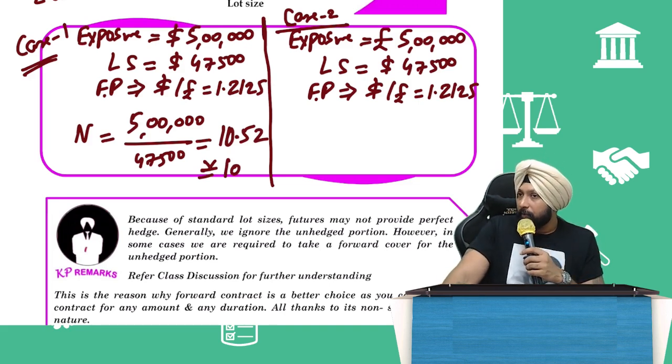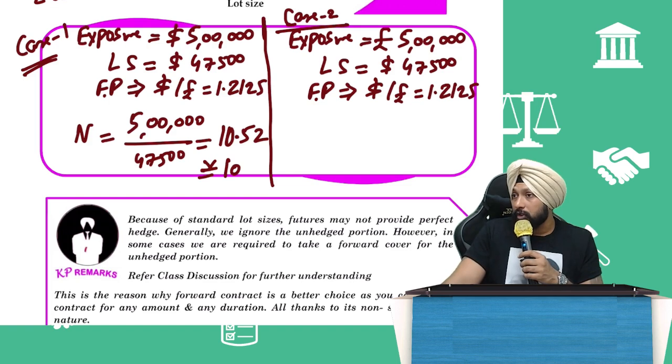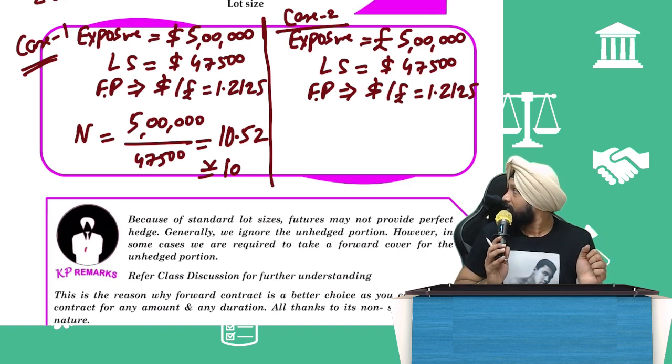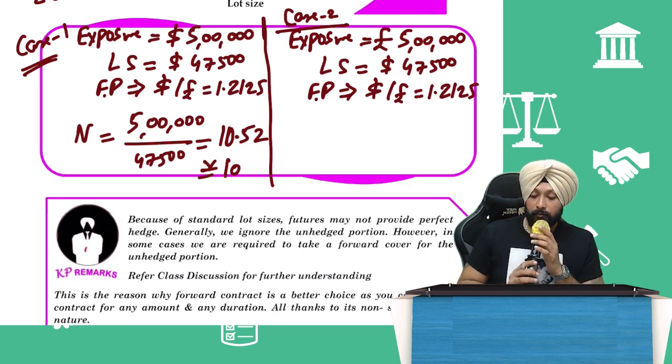Under hedging, I personally recommend, because every time you take a future, there is money involved in it. So there is extra cost for you. So I personally suggest go for under hedging. Even if you do over hedging, there is nothing wrong about it. Okay. So approximately we will take 10 lots.